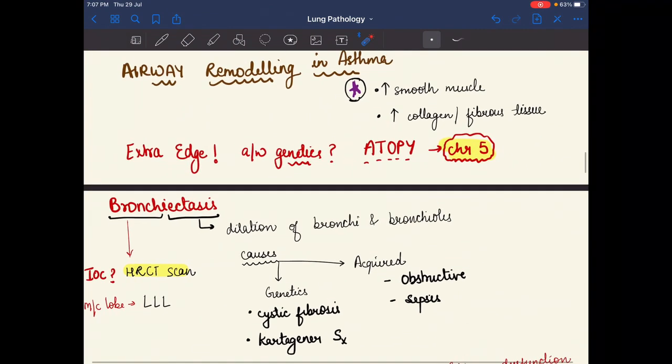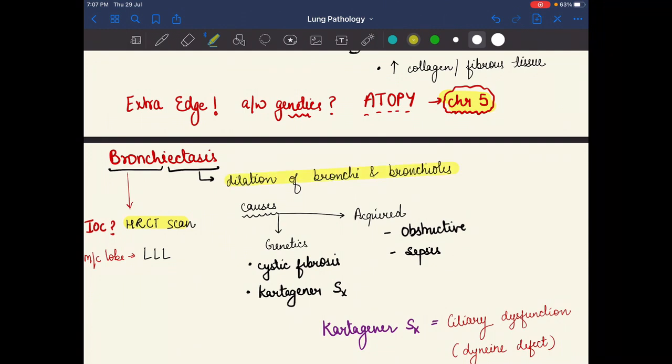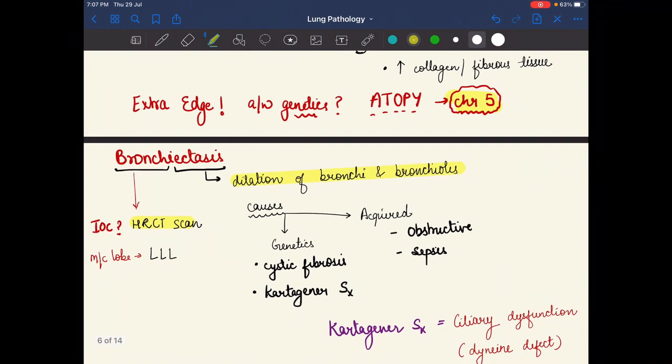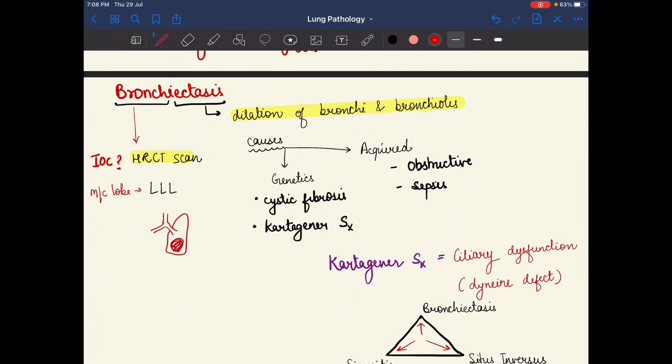Now the next obstructive lung disease is bronchiectasis. Ectasis means dilation, and bronchi means bronchioles, so bronchiectasis is a dilation of the bronchi and bronchioles. The investigation of choice is HRCT. Please remember that in bronchiectasis the most common lobe involved is the left lower lobe. So in this the left lower lobe is involved.